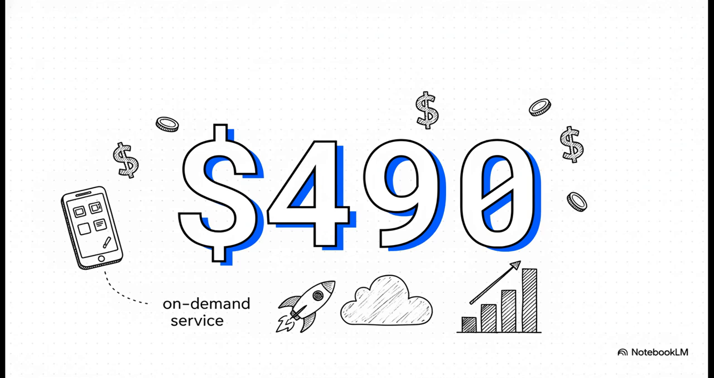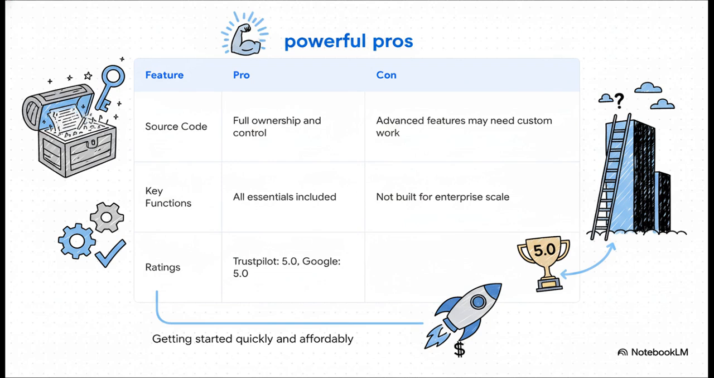A price point like this means a sophisticated on-demand app is suddenly within reach for pretty much any serious entrepreneur out there. So let's really break this down. The biggest pro here, you get full ownership of the source code. That means total control, which is huge. All the essential functions you need to launch are included, and check out those ratings, perfect scores.